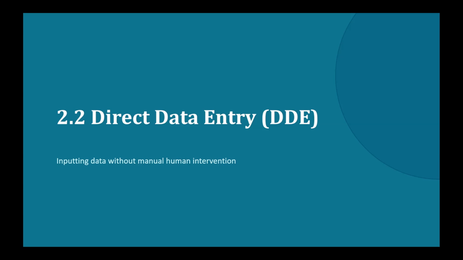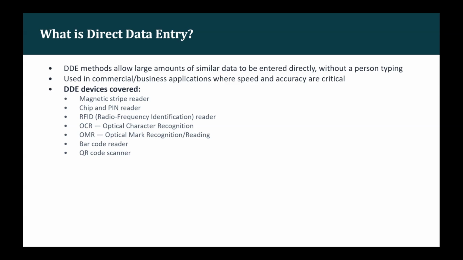Now we have come to the second part of chapter 2.2, direct data entry, inputting data without manual human intervention. So this method allows large amounts of similar data to be entered directly without a person typing, used in commercial business applications where speed and accuracy are critical. I'll give some examples. First one is magnetic strip reader, chip and pin reader, RFIDs, OCR, which is optical character recognition, OMR, optical mark recognition, and barcode and QR code scanners.